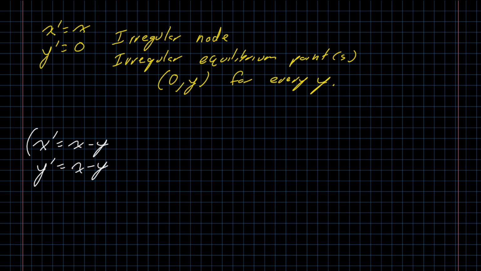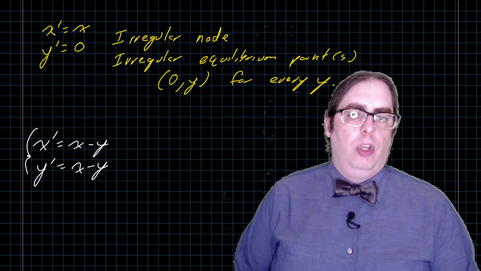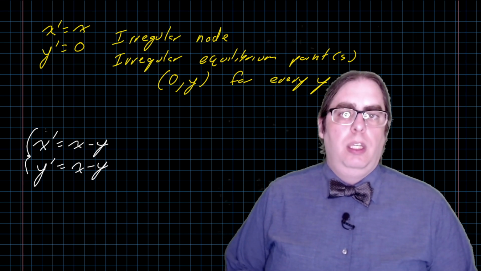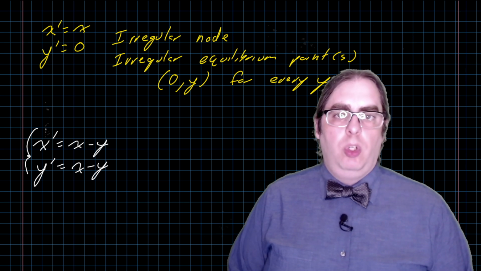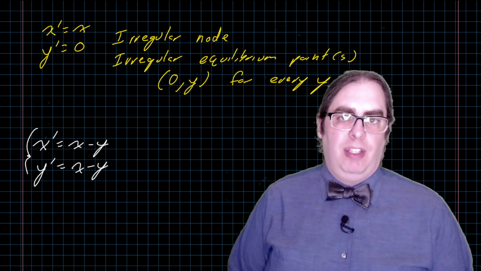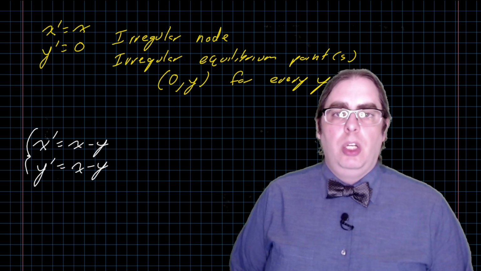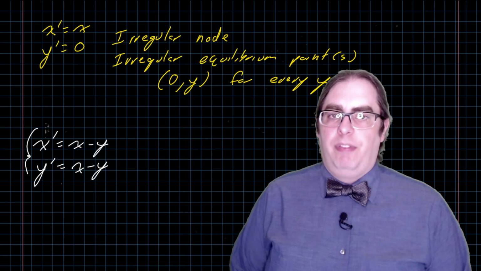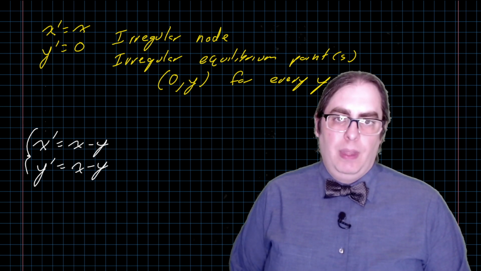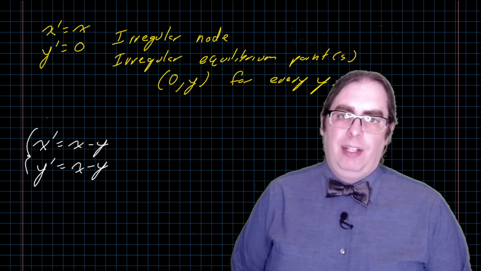So why don't you take a look at this system. x prime equals x minus y, y prime equals x minus y, and see what you can come up with to describe it. Certainly, take a look at what the phase plane will look like and make sure that you can make sense of that. See if you can describe where the equilibrium points are or anything else that you might be able to find interesting about it. See what you can do with that, and I'll see you in the next video.